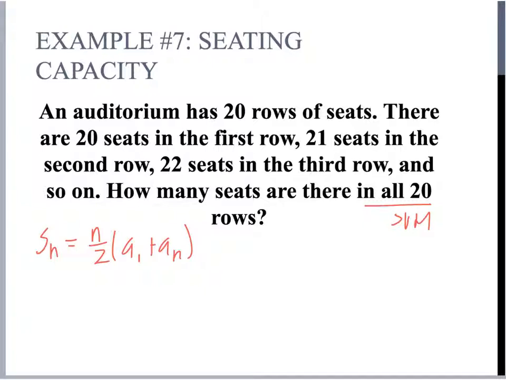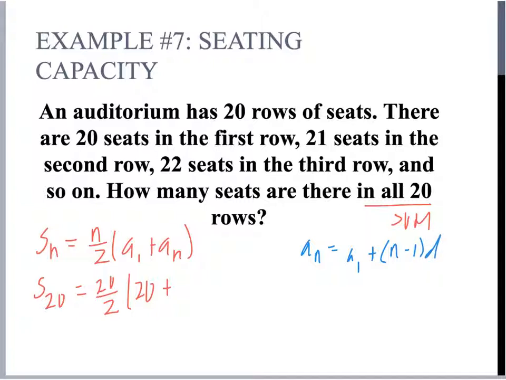Okay, n we know is going to be 20 rows, so this is going to be S sub 20 equal to 20 over 2. The first, a sub 1, would be the amount of seats in the first row. So the amount of seats in the first row is 20. However, this is where we're going to get stuck, because without counting on our fingers to get to a sub n, we're going to need to use the formula. So let's use the formula to find a sub n. So a sub n will be a sub 1 plus n minus 1 times the difference.